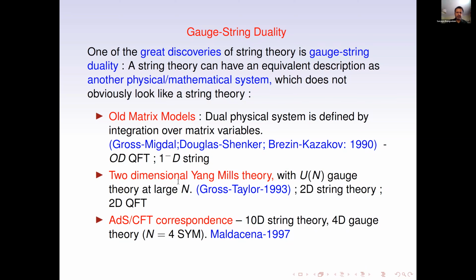Another important example is two-dimensional Yang-Mills theory with UN gauge theory at large N. Here you have 2D string theory and two-dimensional quantum field theory. And then we have the famous AdS-CFT correspondence where the string theory is 10-dimensional and the QFT is 4-dimensional. Let me just mention that, please feel free to stop me if you have any questions along the way.